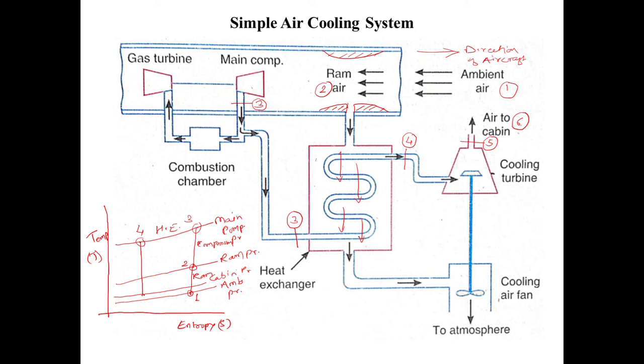Up to this pressure, I will be having the expansion, which is nothing but the isentropic. So I will mark this as the point number 5, which is the turbine exit point.